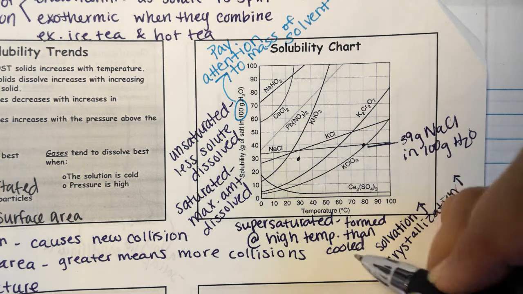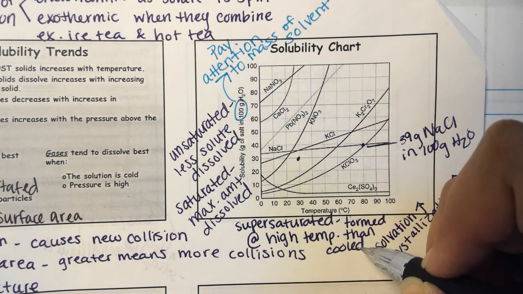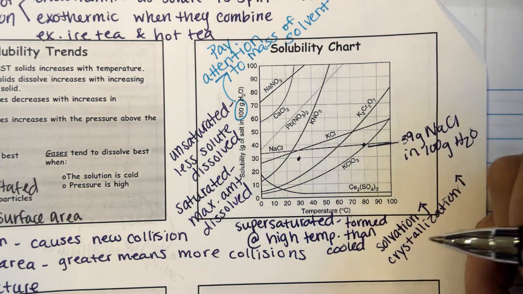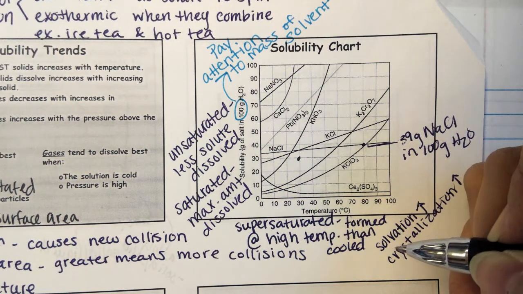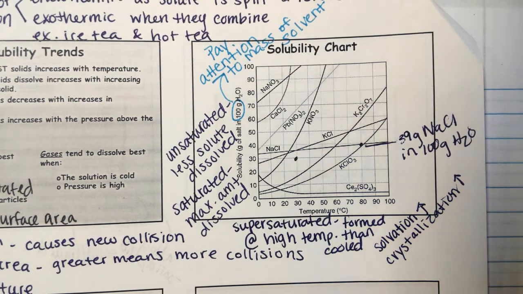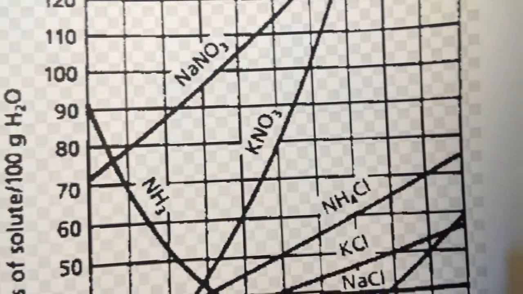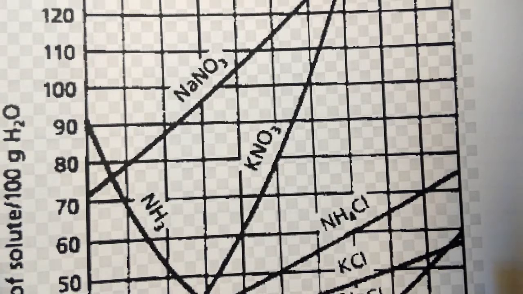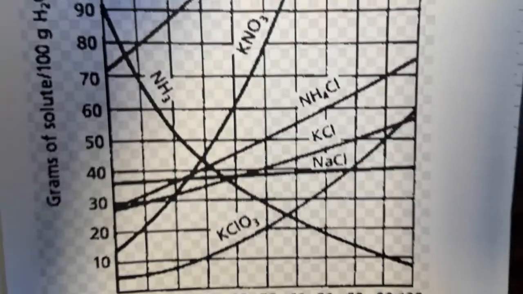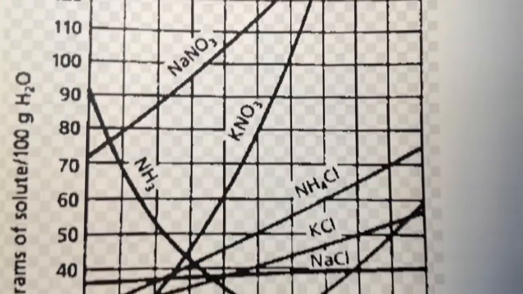And so we can only achieve supersaturated solutions by heating up the solution and adding more solute to the maximum amount. So real quick, I'm going to explain these terms using a different chart that's less crowded by all of my writing. So let me shift this camera real quick.